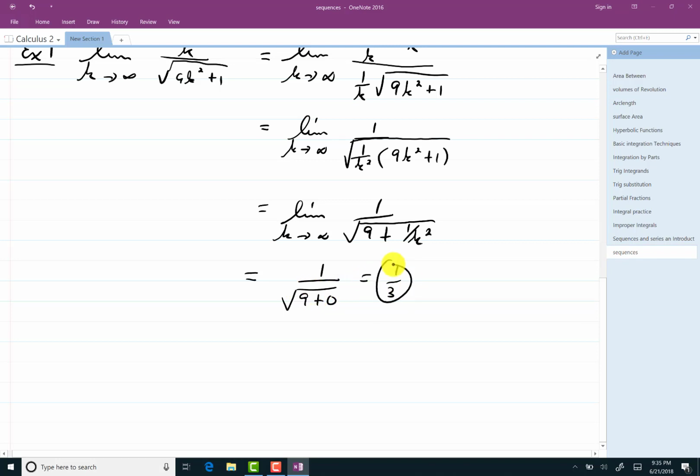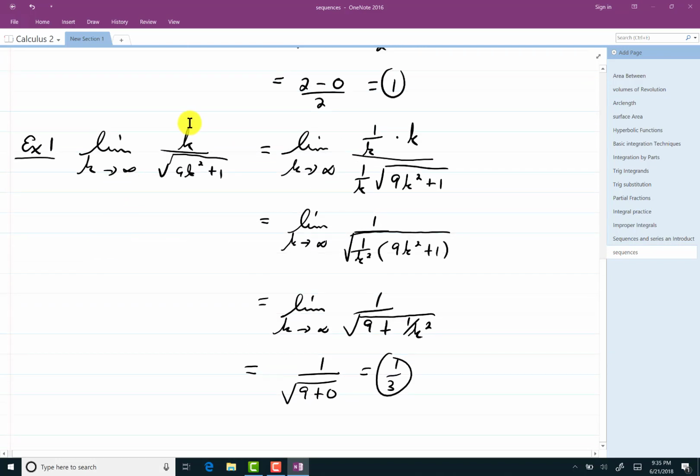You can always check these on your calculator. Remember, you can always graph this. Put this in with an x into y1, and then look at the table and see what the values are. Or if you just look at the graph, you'll see that the graph will start to level off at a height of about y equals 1/3.